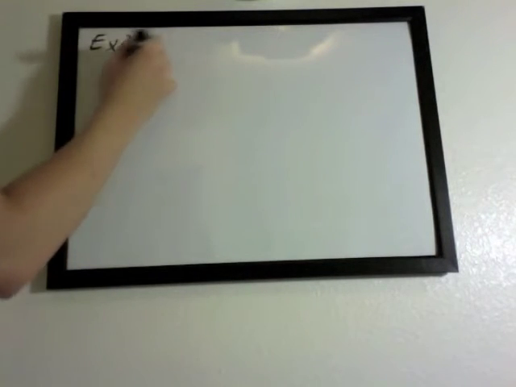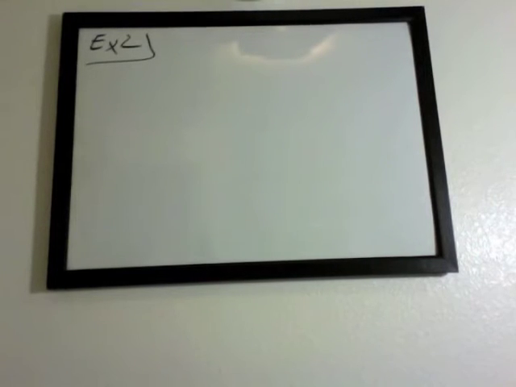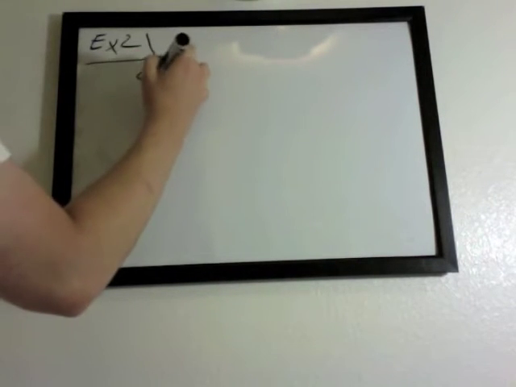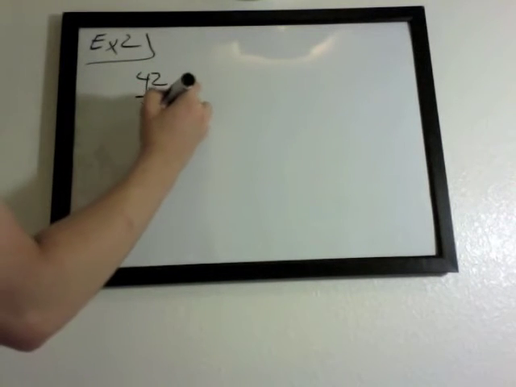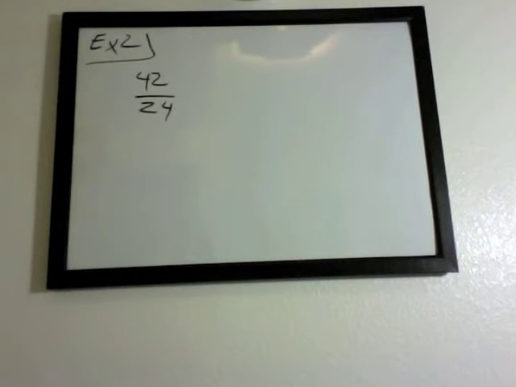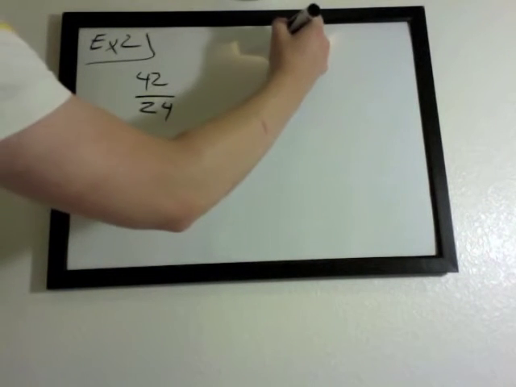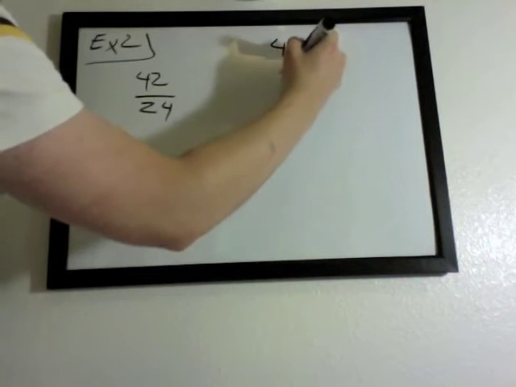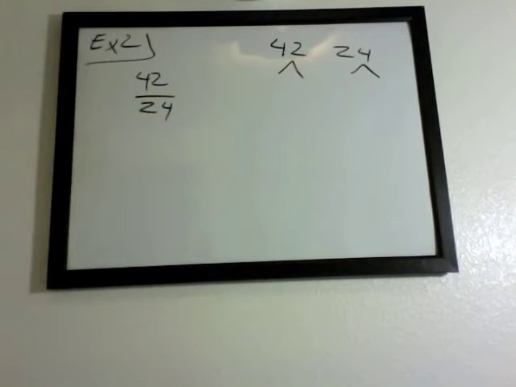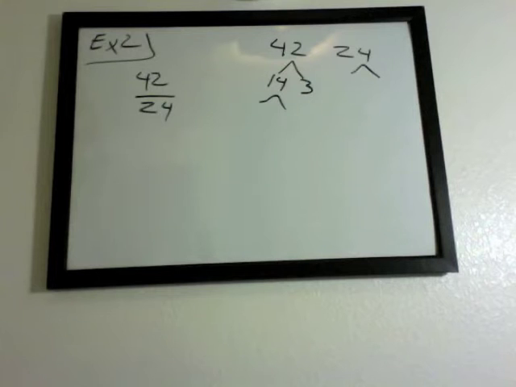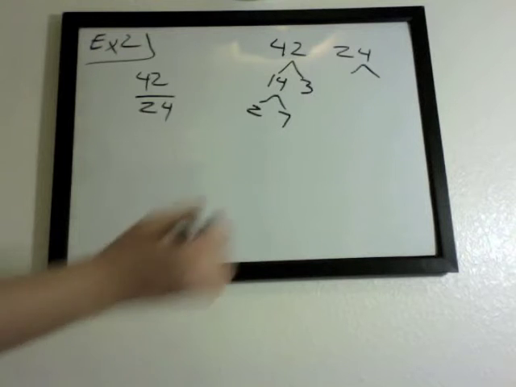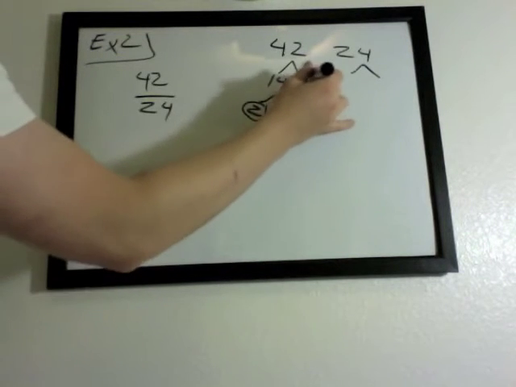Example 2. Let's take 42 over 24. Let's break this apart. 42 and 24. 14 and 3. 2 and 7. 7's a prime, 2's a prime, 3's a prime.